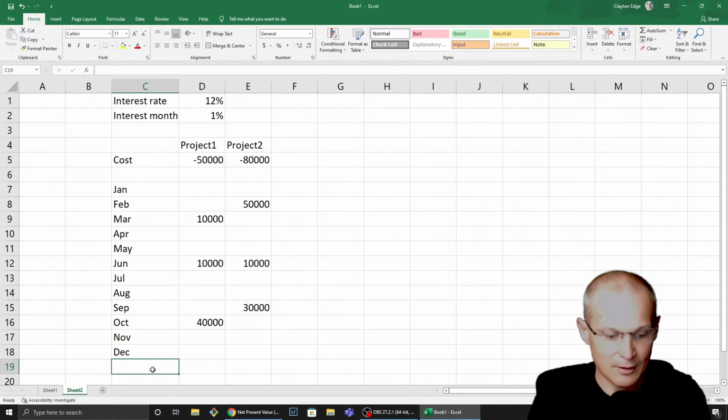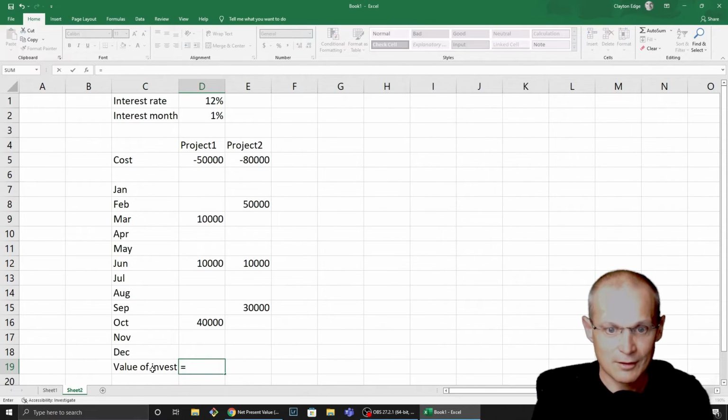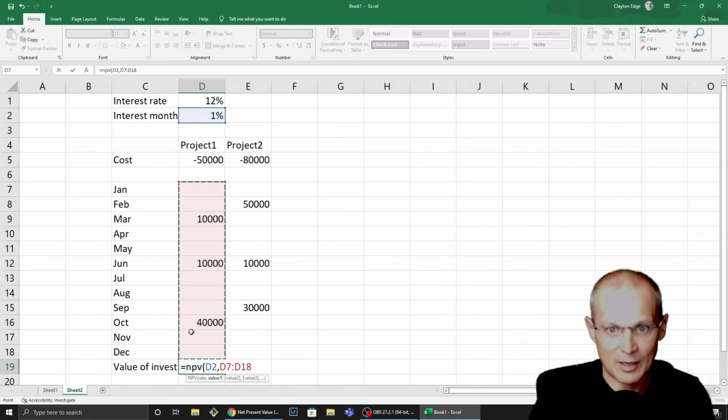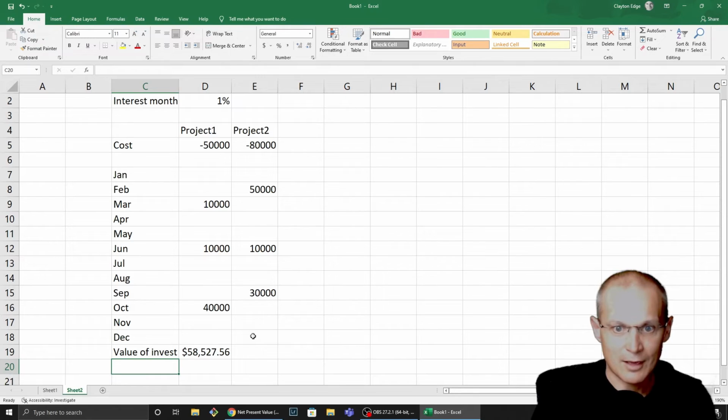Right, now value of investment. The function that we use, NPV, and the first thing we put in is the interest rate, bearing in mind that it should be a monthly interest rate, not the annual interest rate, so we put that in there. And then next we just select all of the cash flows that we have coming in, which we have listed right there. Close that, and there's one more step we'll need to do for this.